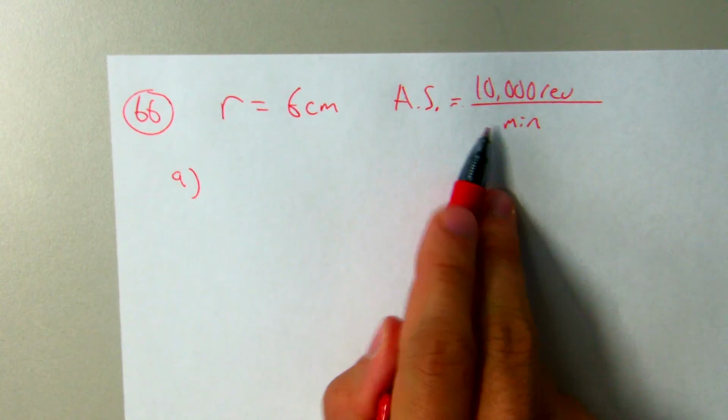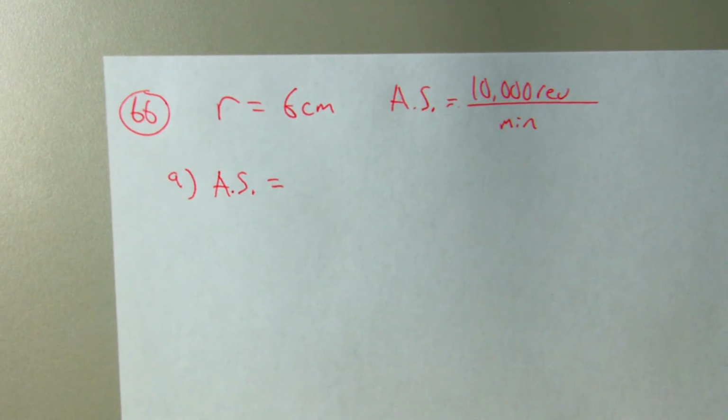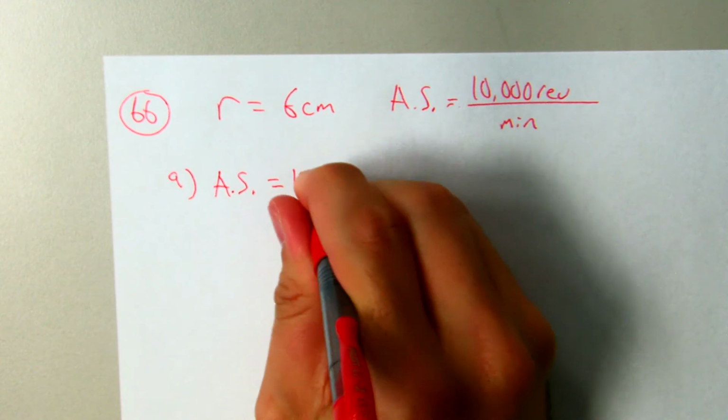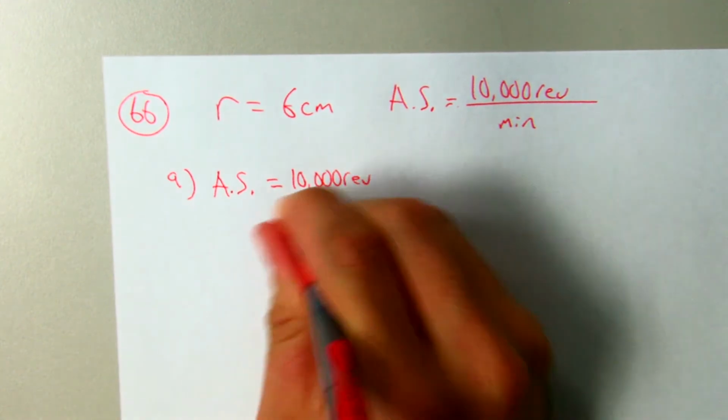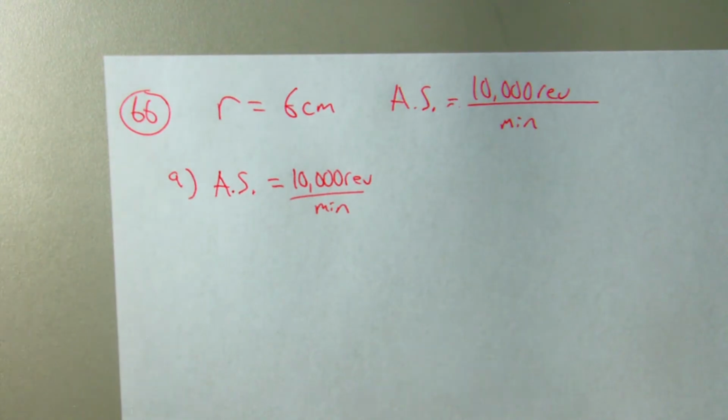Okay, well they gave me angular speed, and in part A they want angular speed. So the whole point of this part A is just to change the units. Change them from revolutions per minute to what they want, radians per second.